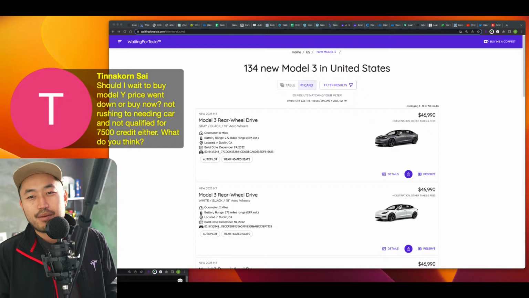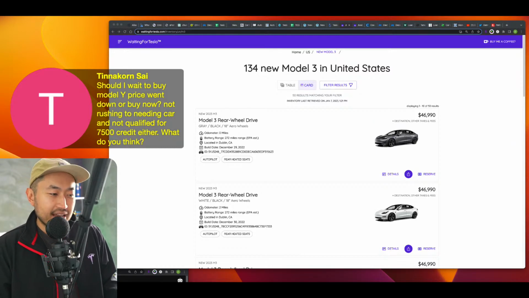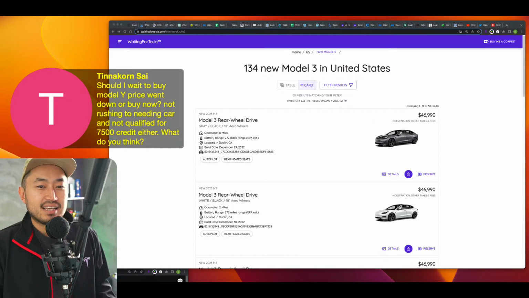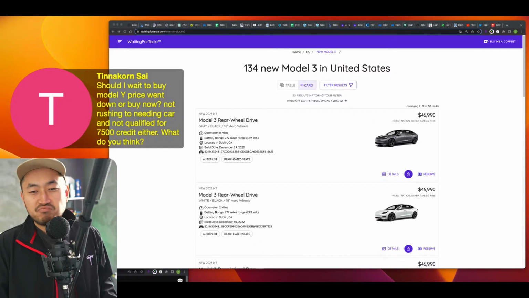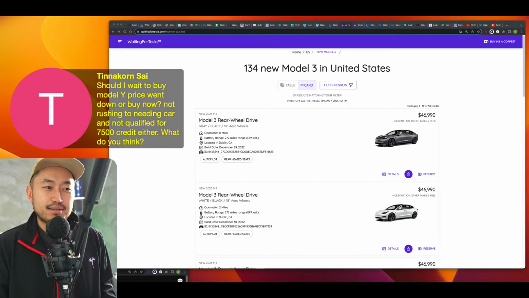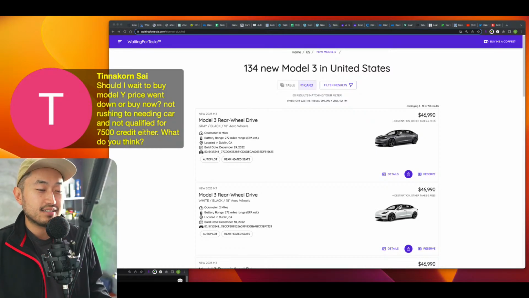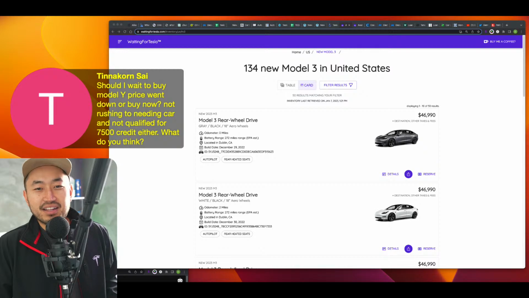Should I wait to buy a Model Y until the price goes down, or buy now? Not rushing, need a car, and not qualifying for the $7,500 tax credit either. What do you think? I think you should wait. Don't buy it now unless you need a car. Wait and see. There's too much happening on the horizon with the earnings call, prices, USS sensors, radar, Tesla Vision, all that stuff. The prices are too dang high, and we just made a video about that.